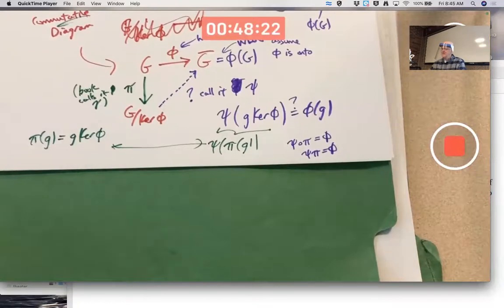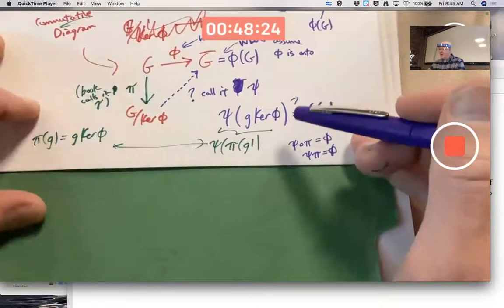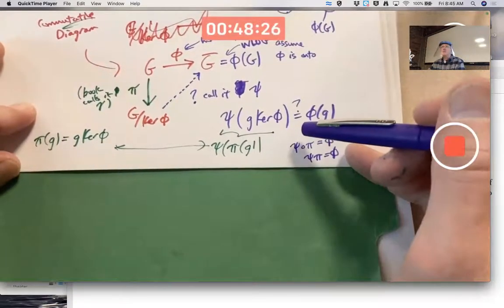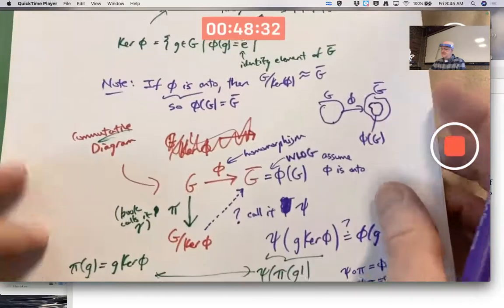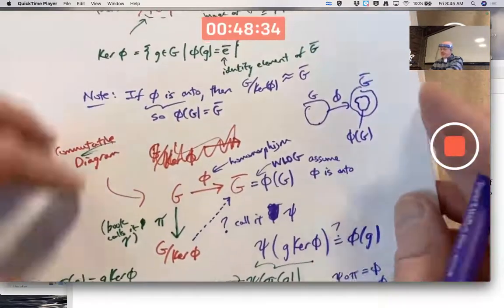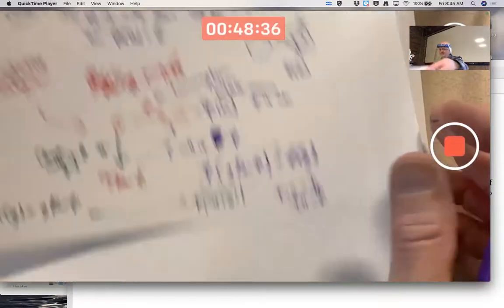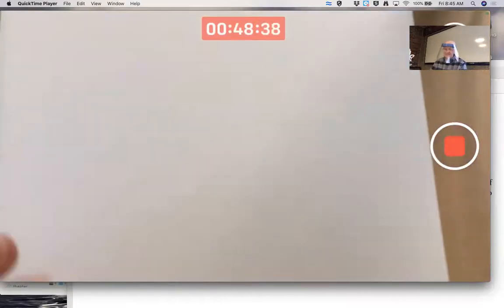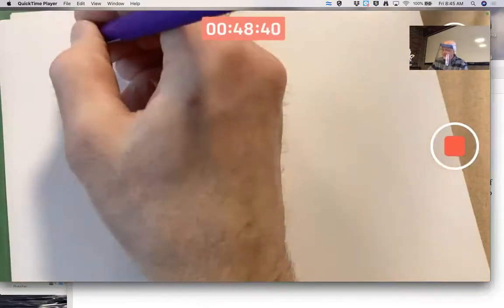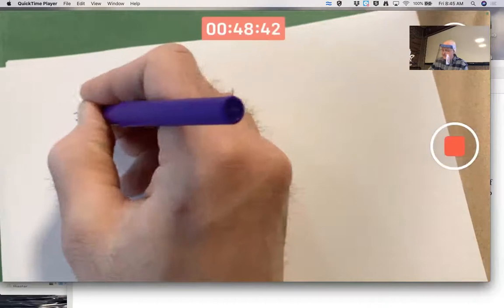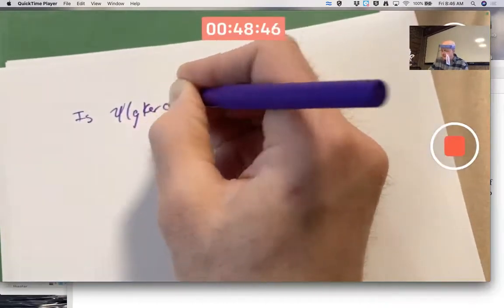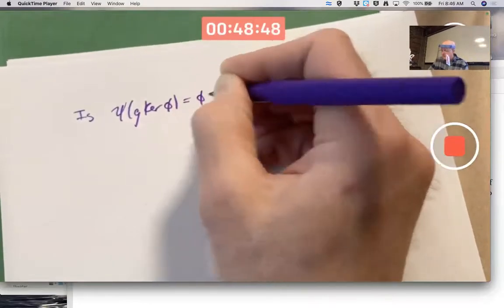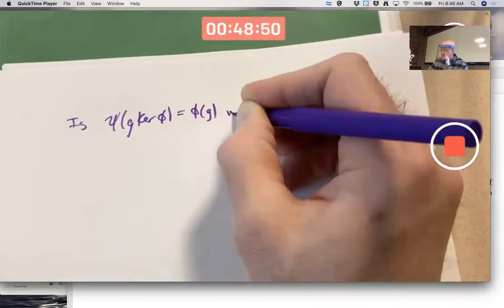Anyway, we've got to show this is well defined. Let's end class today by doing some scratch work to see if we can figure that out. Is this formula well defined?